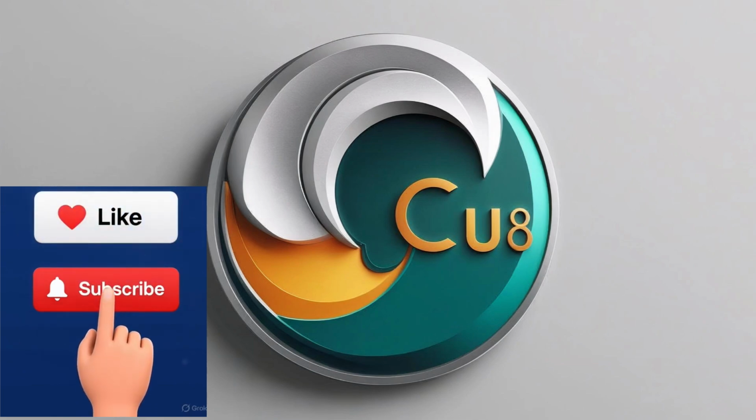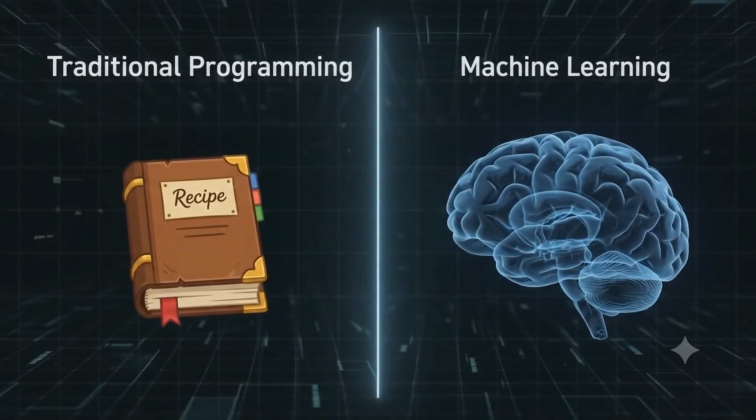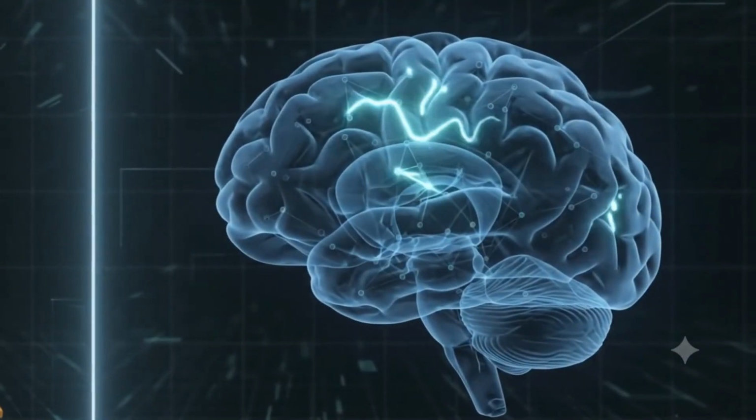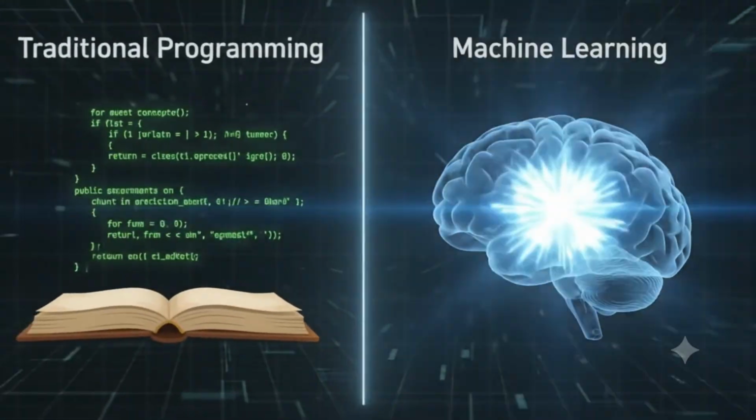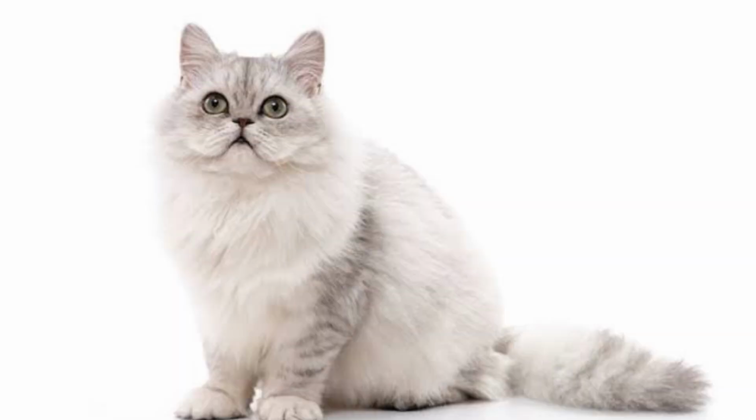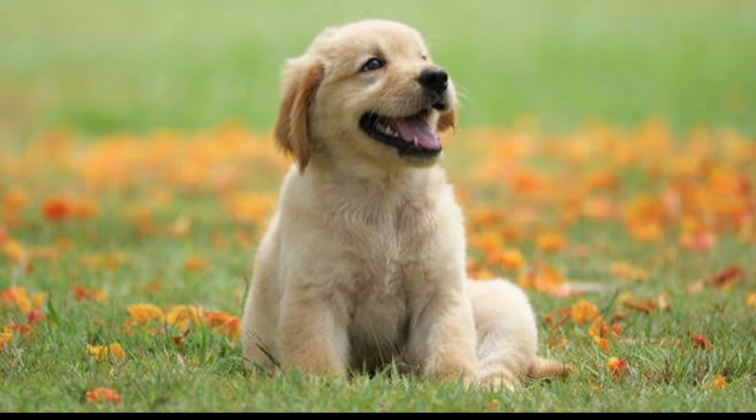To understand how we got here, you have to realize that old-school software was built like a grandma's recipe book. For 50 years, humans wrote explicit, rigid rules. If the user clicks this, do that. Simple. But what happens when you want a computer to look at a photo and tell you if it's a cat or a dog? How do you write a recipe for a cat?